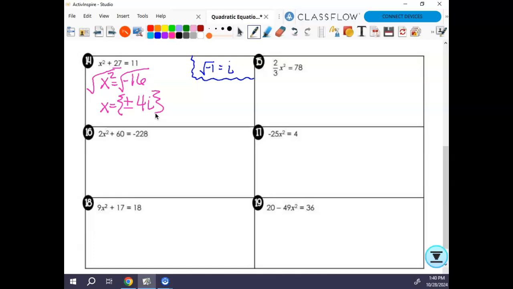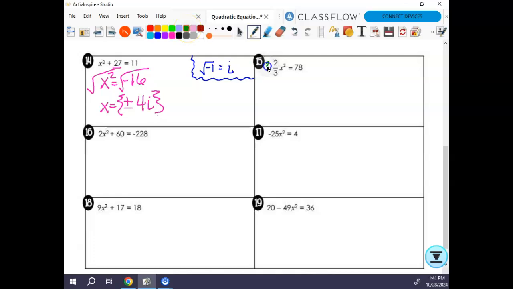Okay. What questions do you have? All right. Then let's look at 15. I need to get rid of that 2/3. I have two options. Which option I choose probably depends on whether or not I get to use a calculator. Because I can multiply both sides by 3 and then divide both sides by 2. That's totally legal. Would you agree with that? My other option is to multiply by the reciprocal.